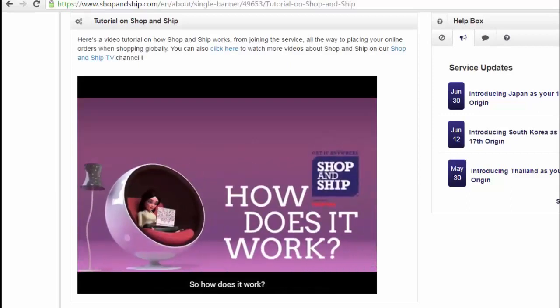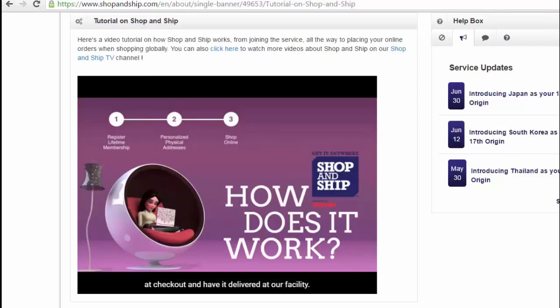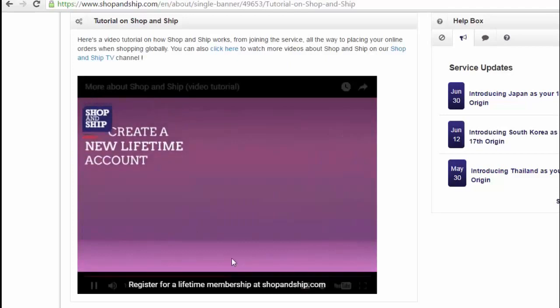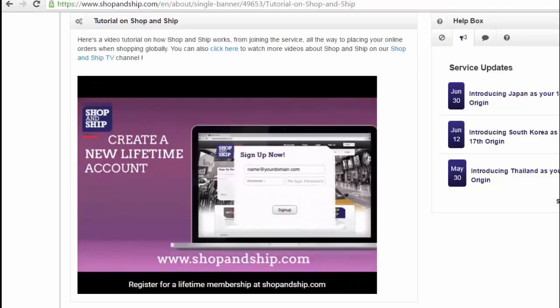So how does it work? It's actually very simple. First, register for a lifetime membership at shopandship.com. Once registered, you will have a number of personalized physical addresses around the world. Now you're ready to shop around the world. Visit your favorite online shopping sites and use your Shop and Ship address details at checkout and have it delivered at our facility. Once it reaches your SNS address, you will receive an email notification with all the tracking and payment details. You can then track your shipment's journey on our website, mobile apps, or tweet and track until it reaches you. Register for a lifetime membership at shopandship.com.